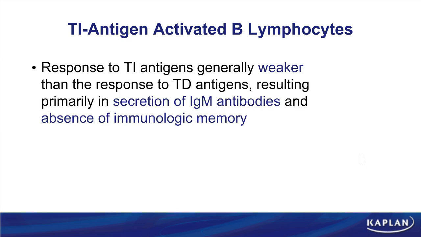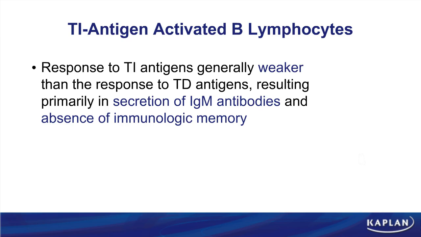Now, there are certain things the B cell has to give up if it's not getting the help of T cells for activation. The first thing is that the overall response to a T cell independent antigen is generally weaker than the response to T cell dependent antigens. And again, we typically are looking at secretion of IgM versus all of the other isotypes that we could potentially get with a little bit of T cell help.